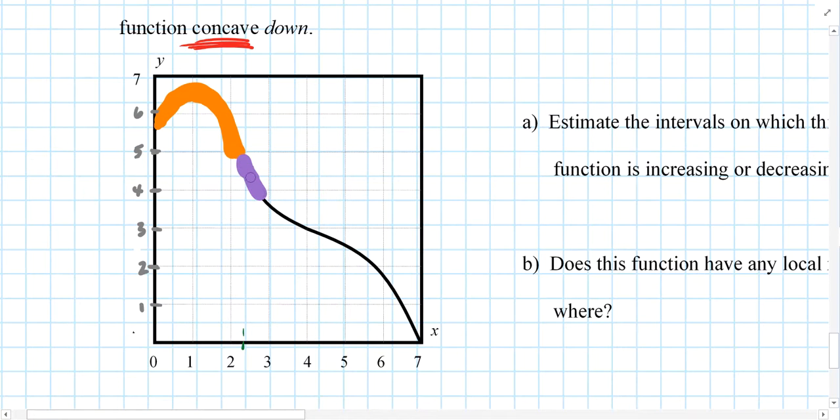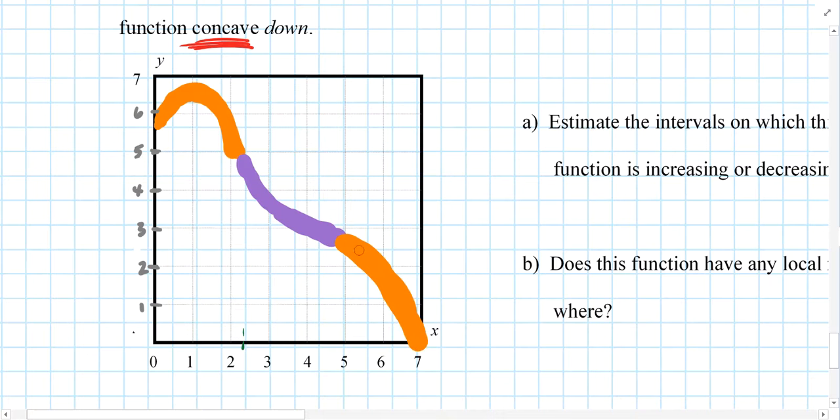From this point, we switch concavity and we start curving up again. And while we don't curve up like a true smiley face, hopefully you can see that this section of the graph is starting to curve upward again. It's bending back towards up on either end. And so we would say that section of the graph is concave up.